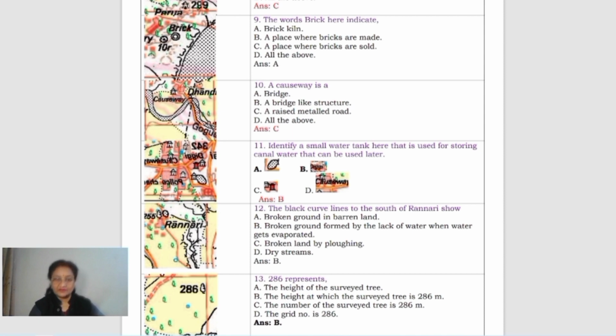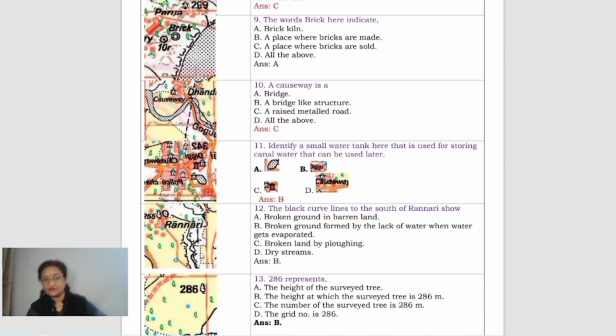These are the black curved lines you can see. Now what are these black curved lines indicating? These are broken ground. Now how are these actually formed? These are formed by seasonal rainfall.